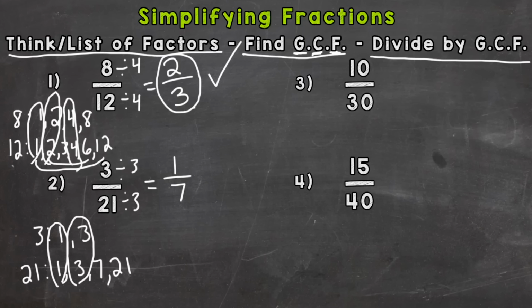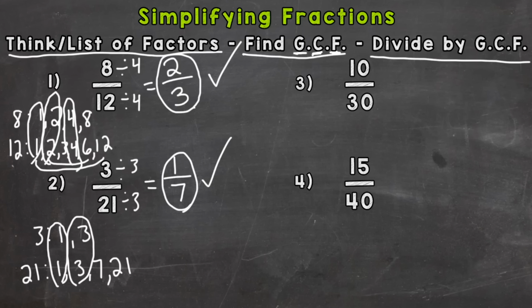So 1/7. Now let's double check, are there any other numbers that we can break this fraction down by? No, the only common factor is 1, so this is done and simplified. Alright, number 3, we have 10/30ths. And I'm going to do this one a little bit different because once you get good at these, you can avoid making those lists of factors. You can kind of think of those factors in your head and just start breaking the fractions down.